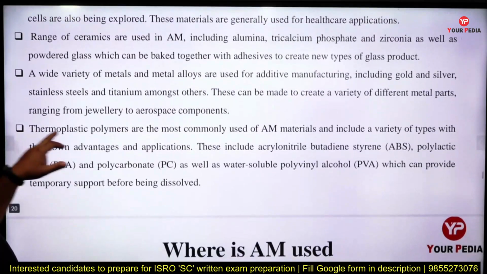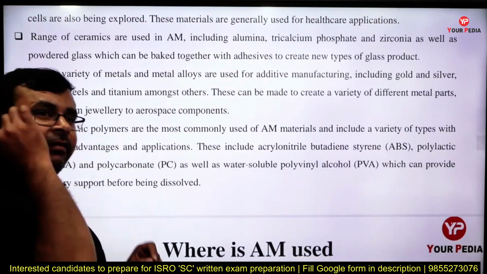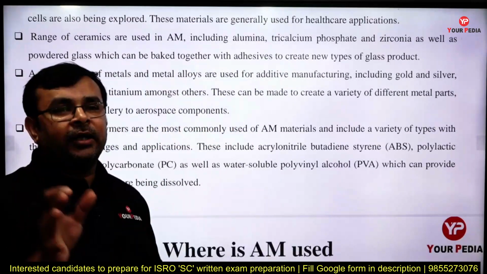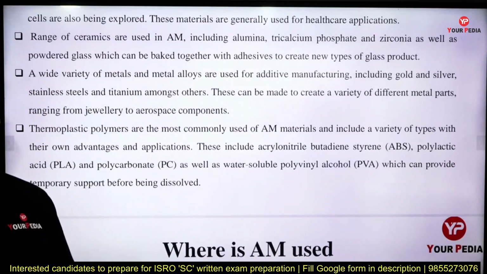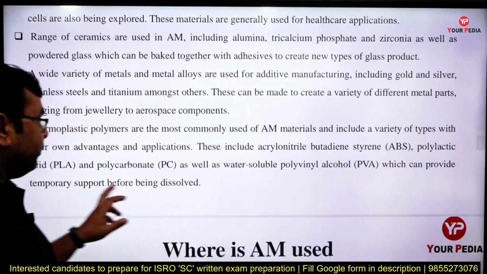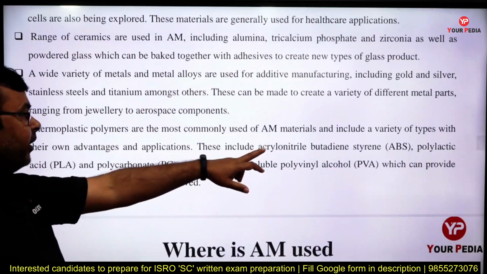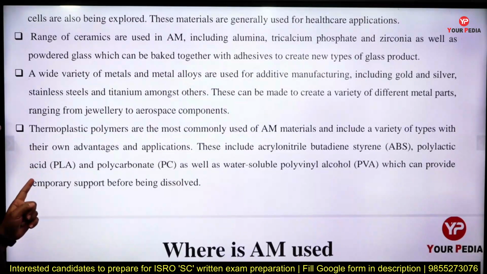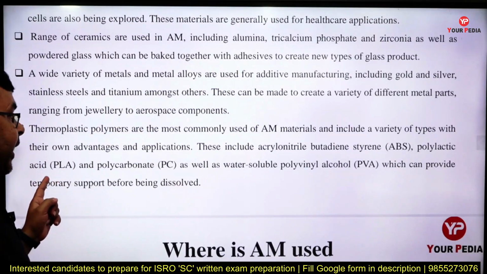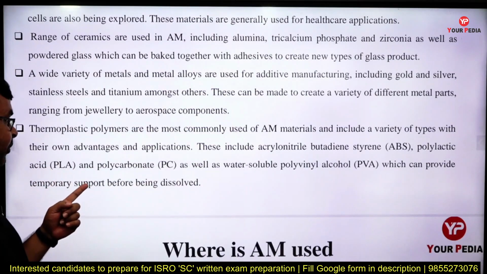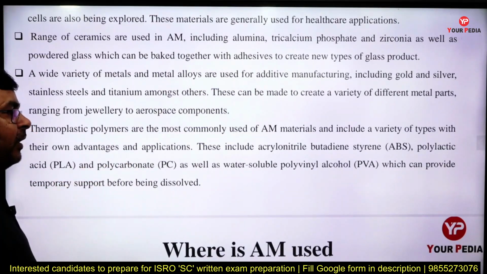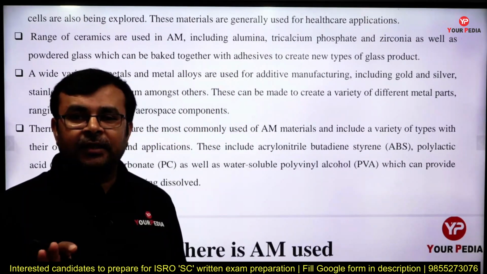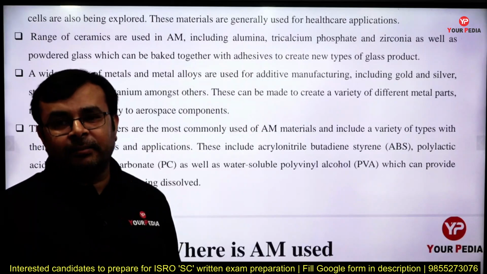Okay, next, thermoplastic polymers are also common. This is a very common material used in additive manufacturing, especially for making toys, models, or prototypes, for research purposes itself. These include acrylonitrile butadiene styrene, ABS, polyacrylate, polylactic acid, PLA, polycarbonate, as well as water soluble ones. Mainly we use thermoplastic material, not thermosetting plastic, correct.